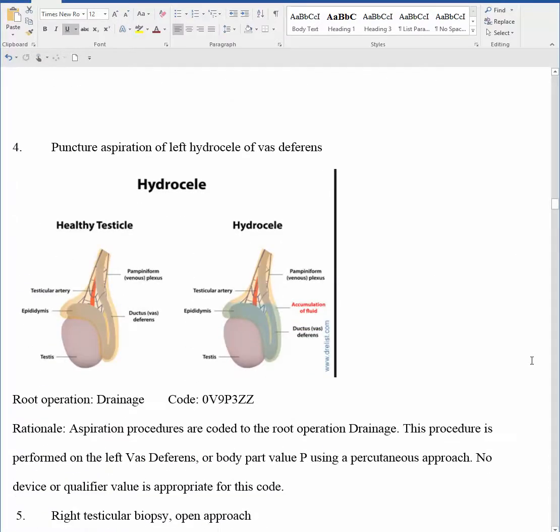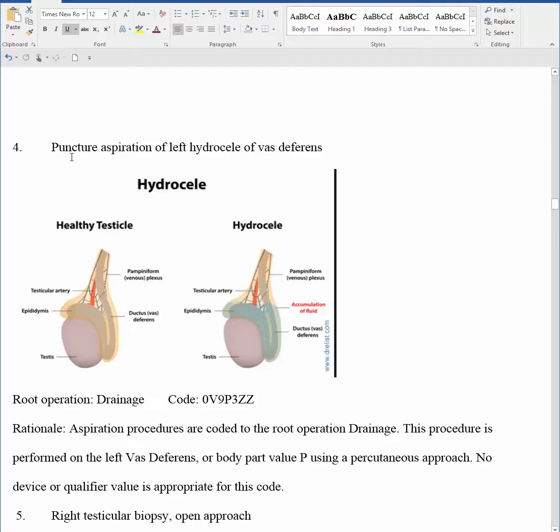Number 4 is puncture aspiration of the left hydrocele of the vas deferens. Hydro is a word portion of a word that means water or fluid. So on the left here, you have a picture of a healthy testicle. On the right, you have a picture of a hydrocele. There's a collection of fluid in a place where there shouldn't be.